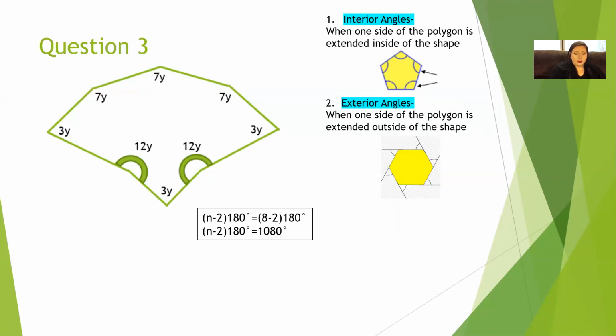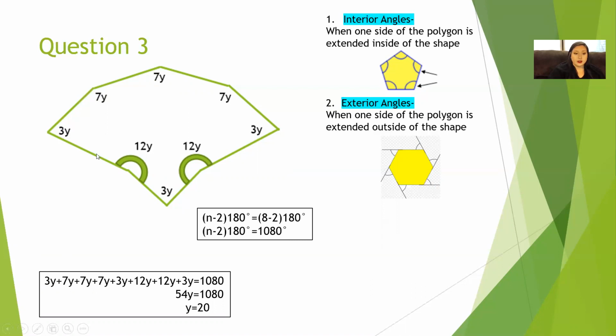So the equation for finding y in this case is going to be n minus 2 times 180 degrees, because this is what the entire thing should add up to be. And we're going to do 8 minus 2 times 180, which is going to give us 1,080 degrees, which is going to be the sum of the entire thing.